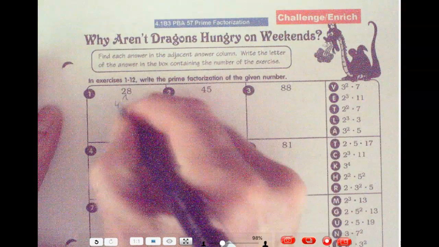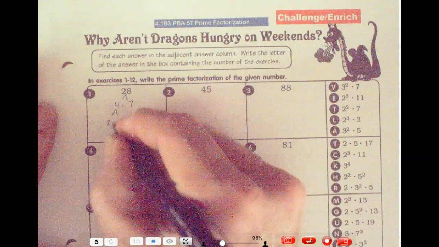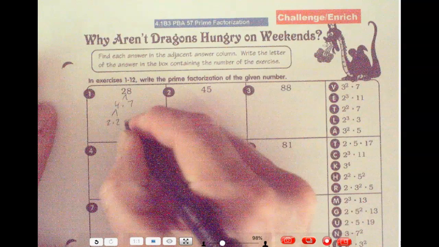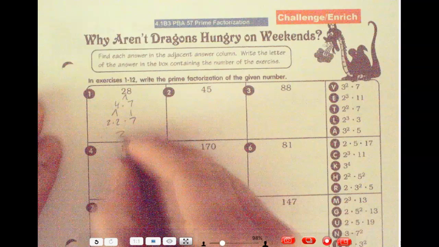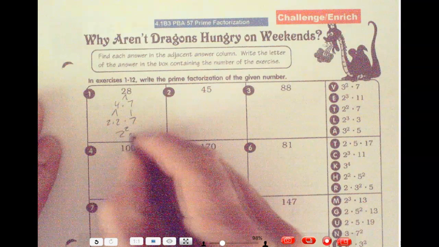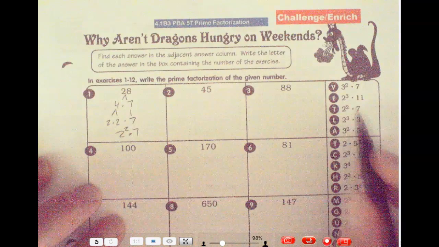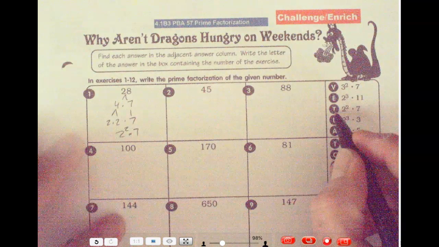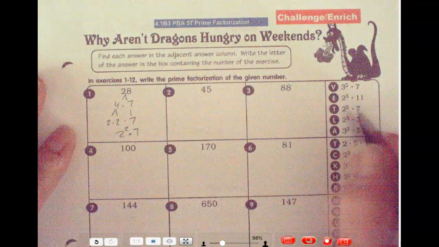So this would be 4 times 7. We break this down into a string of primes, and 4 can be broken down into 2 times 2. 7 is prime, so we just bring it down. Gather up those bases. We can actually call that 2 squared times 7. And we just look over here and we find that 2 squared times 7 is t. So then we go down to number 1 and we put a t in it down at the bottom of the page. And most kids like to cross those off.